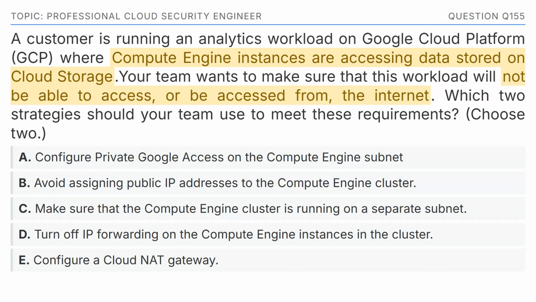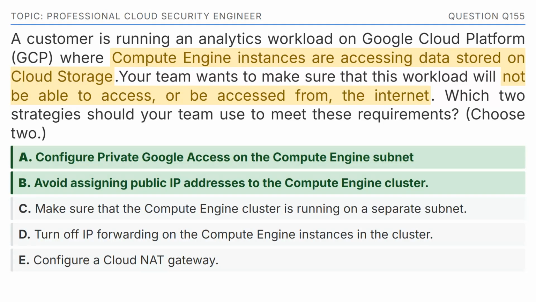To arrive at the correct answer, we focus on the keywords. Compute Engine instances are accessing data stored on Cloud Storage, not be able to access, or be accessed from, the Internet. The correct answers are option A, configure Private Google Access on the Compute Engine subnet, and option B, avoid assigning public IP addresses to the Compute Engine cluster.